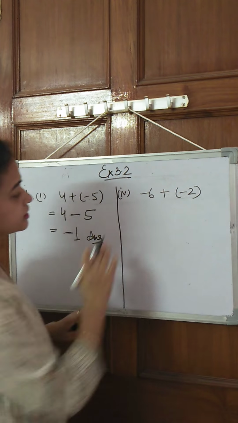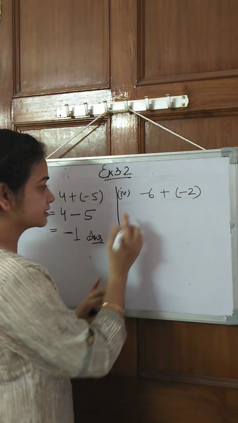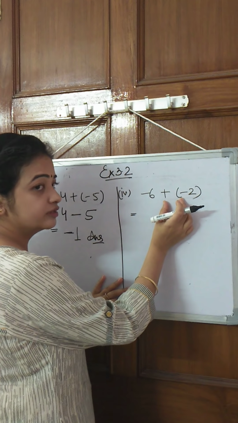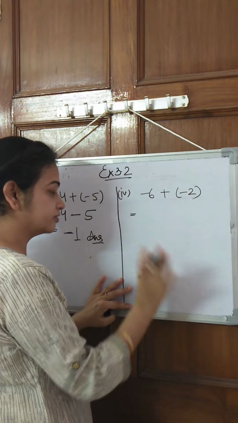Okay, now let's come to this part. This says again a bracket that has two signs. So I have to first solve them, then we will further solve it.